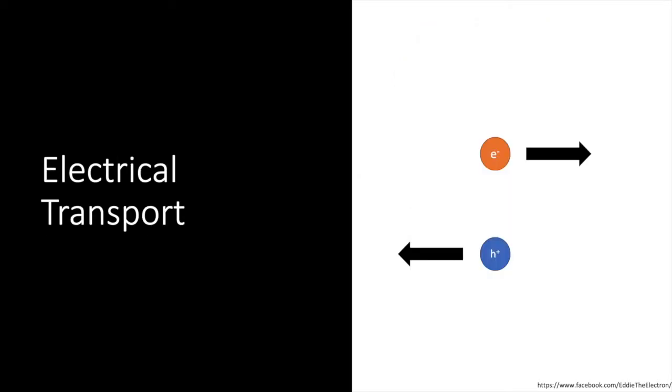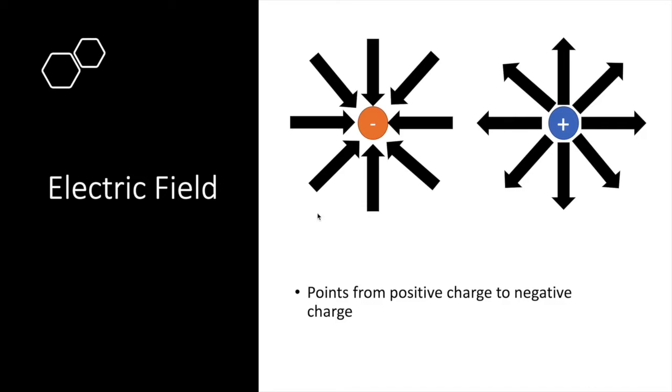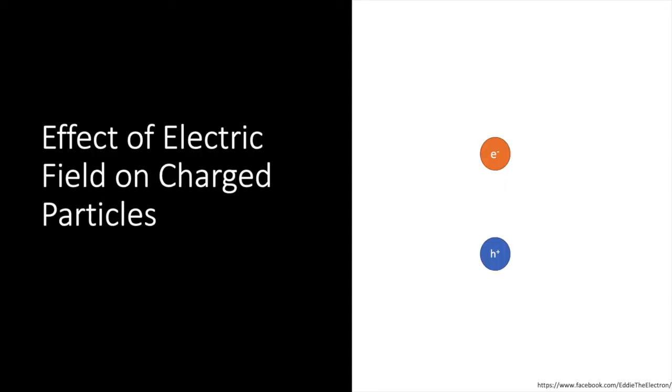What we want to happen basically is for the electron to move one way and the hole that it left to move another way, so that the electron doesn't just fall into the hole, recombine as we call it, and emit the photon. But what's going to do this? An electric field. An electric field points from a positive charge to a negative charge and basically influences a charged particle.